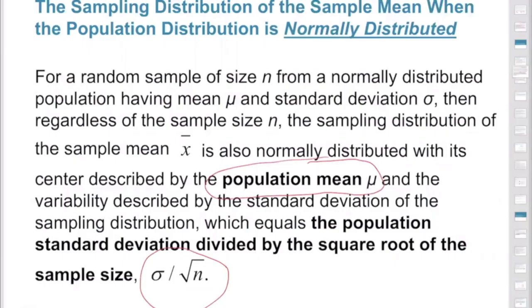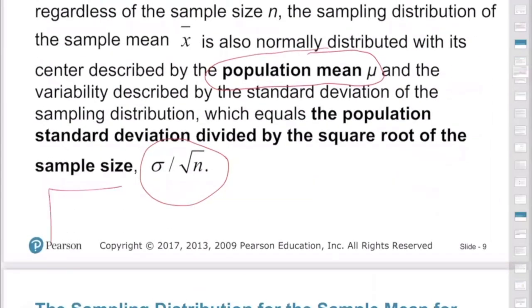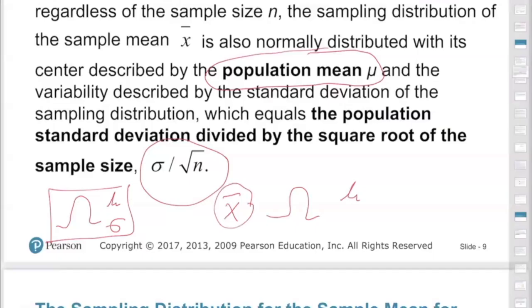So simply, if you have a population that is normally distributed, what is the X bar sampling distribution in this case? It's also a normal distribution. If the population has mean mu, X bar also has mean mu. If the population has standard deviation sigma, the standard deviation of X bar is sigma divided by square root of n. Simply like this.